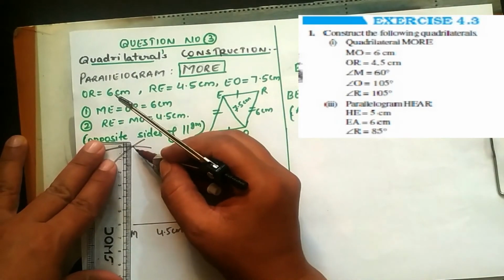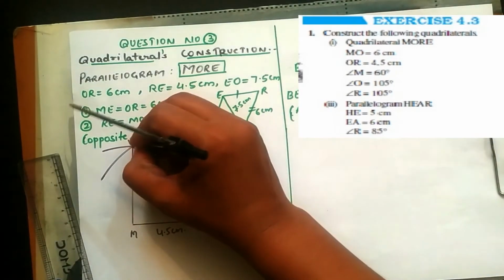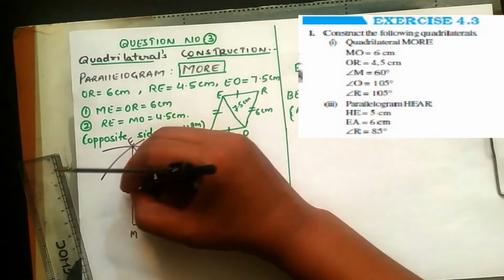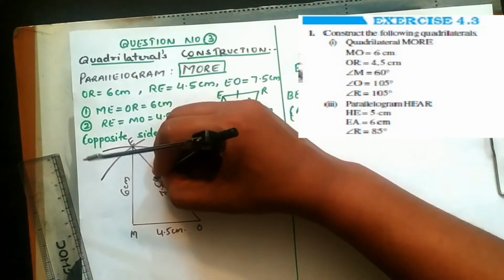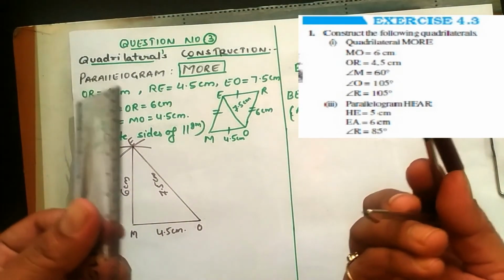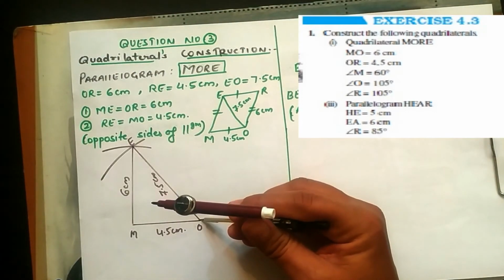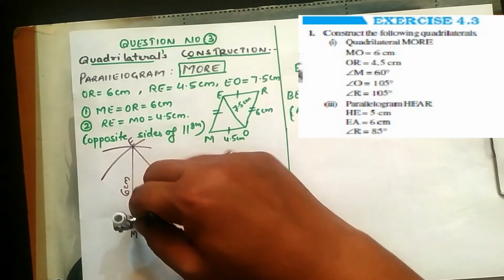Here you can see, when I am joining this, I have got E as the intersecting point. Here it is 6 centimeter, here it is 7.5 centimeter. Then the next step will be, no need to take this ruler, you can draw the line with the help of this baseline.